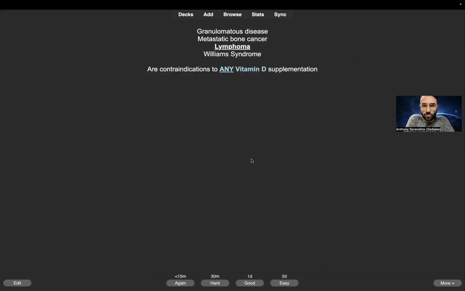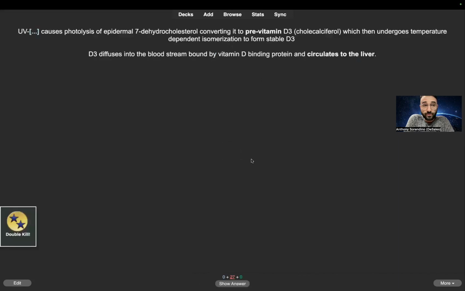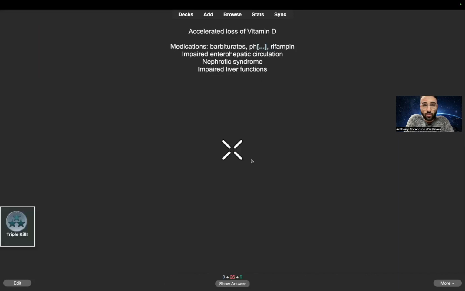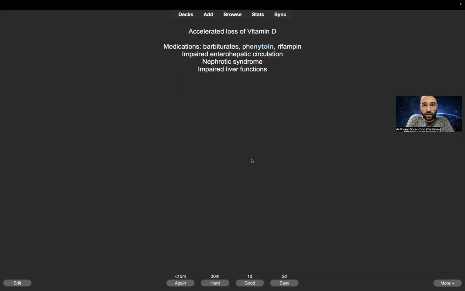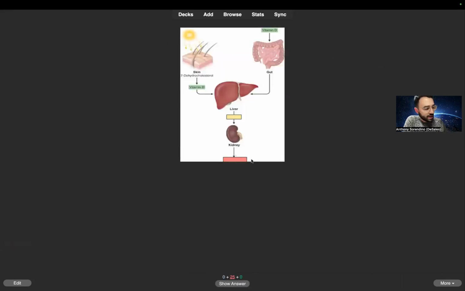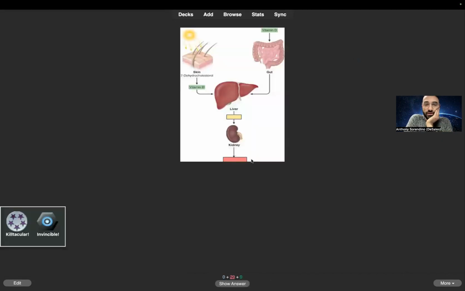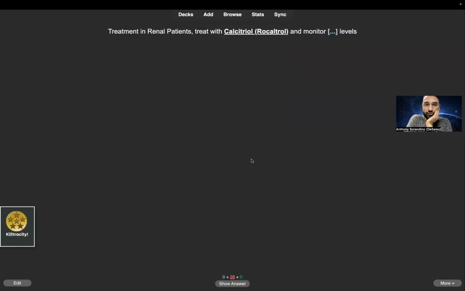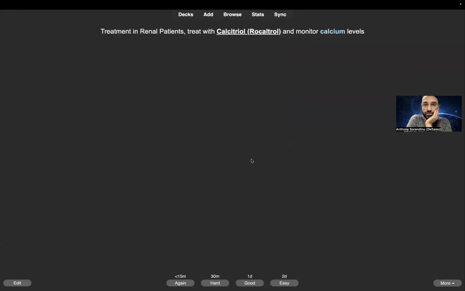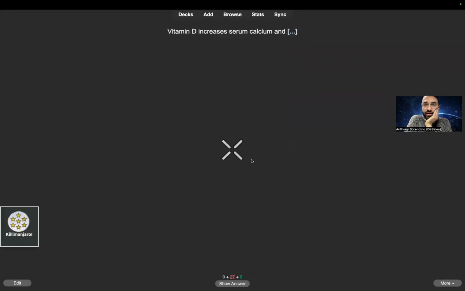Vitamin D. So lymphoma, Williams syndrome, granulomatous disease, like sarcoid? UVB is the one that we want. Medications: barbiturates, phenytoin is a big one there. Nephrotic syndrome, I saw that on there too. I guess it kind of makes sense. This is going to be 125 calcitriol, and monitor calcium levels for the renal patients. So calcitriol, again, is that 125-OH.